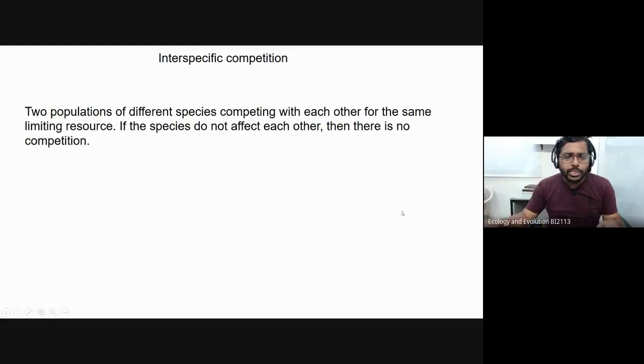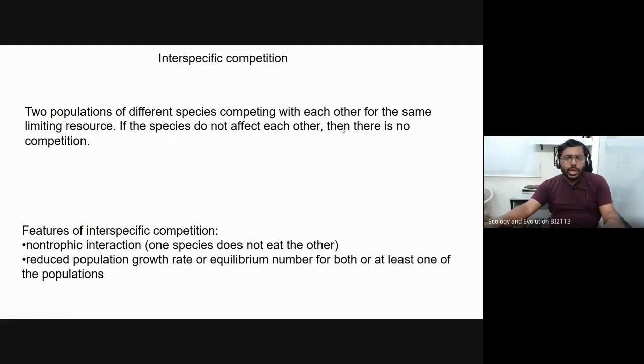So as I said, two populations of different species competing with each other for the same limiting resource. If they are not affecting each other, then there is no competition happening. Now, there are two features of interspecific competition that you need to keep in mind. One is that it's a non-trophic interaction, which means that no one is eating anyone. When one species ends up eating another species, then it becomes predation, or one of its several variants of predation.